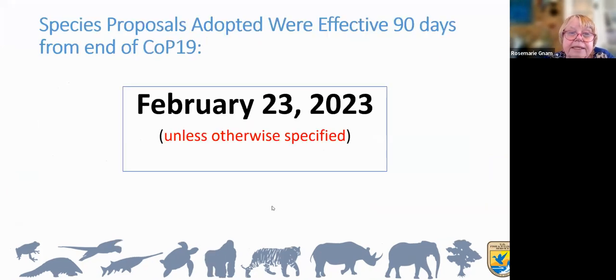Next slide. As Deb said, when proposals are adopted, they're generally effective 90 days from the end of a COP. So for the proposals adopted at this COP, unless specified, the implementation date was February 23, 2023. For some of the timber species and some of the shark species, we did establish a delayed implementation, so they'll have a different effective date, but I won't go into those because today our focus is on the reptiles, and the decisions made on the reptile proposals were all effective February 23rd.